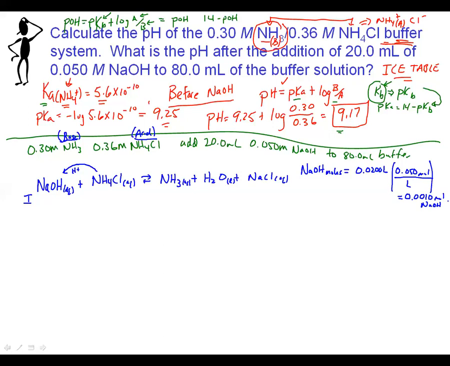In addition, we also need to figure out the moles of everybody else. And we have our buffer. And for our NH3, we are taking 80 milliliters of our buffer, and we're going to times it by the molarity of our NH3, which is 0.3 molar. And that's going to give us our moles of NH3. And that looks like 0.024 moles.